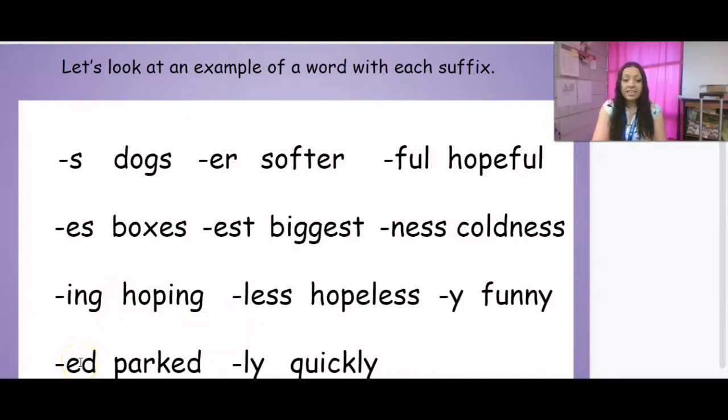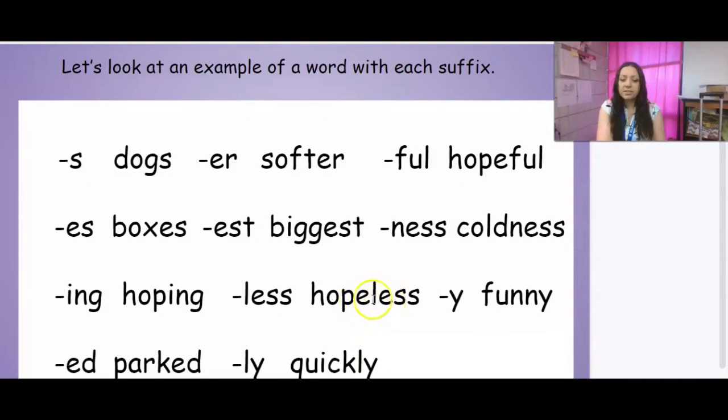I have suffix ed because I have parted. Now listen to that ed, parted. It sounds like a T. Remember that suffix ed can make three different sounds. I have softer. I have biggest. Remember that est is telling me that I'm comparing three or more things.